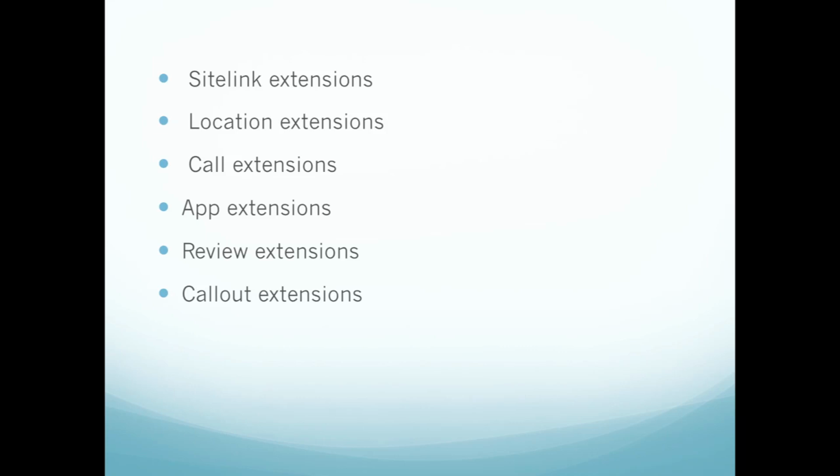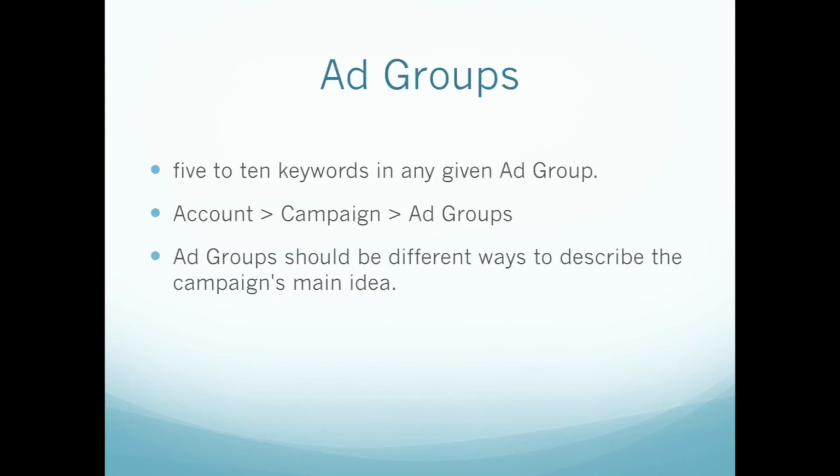You can add site linking extensions, locations, call extensions we talked about, app extensions, reviews, call outs. So in an ad group, you can add 5 to 10 keywords. You just go to your accounts, then click on campaign, then ad groups. So ad groups should be different ways to describe the campaign's main idea. So you're just targeting different niches within that campaign.